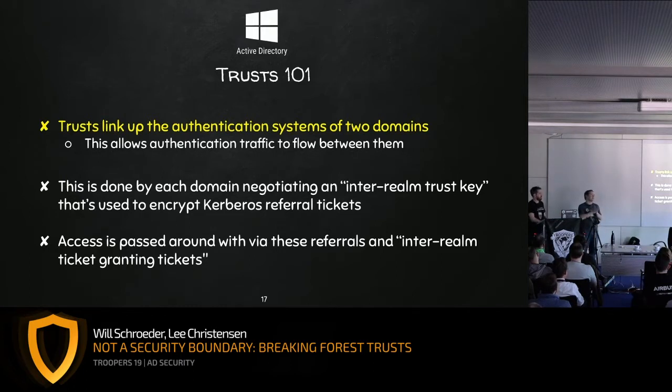So once I talk to my domain controller and say, hey, I want to access this resource in another domain, it returns a referral ticket encrypted with this inter-realm key. Then I send that to the domain controller in the other domain. Because it's encrypted with that key, it knows that it's a valid TGT. And then I can receive a service ticket from that domain controller.